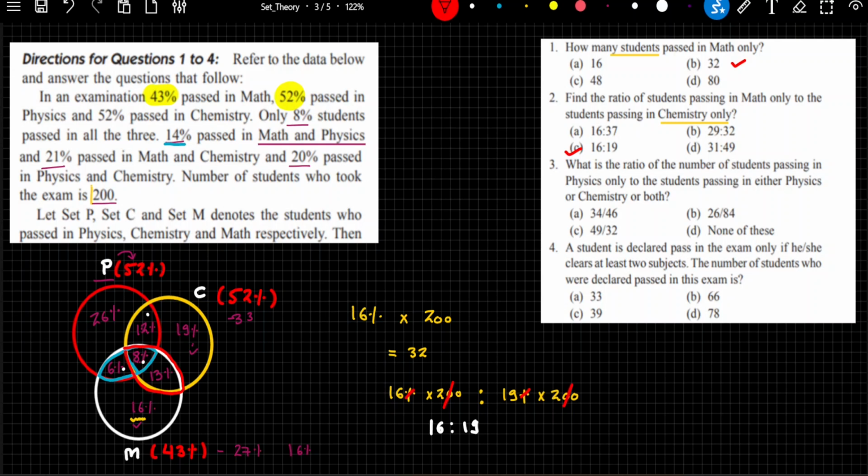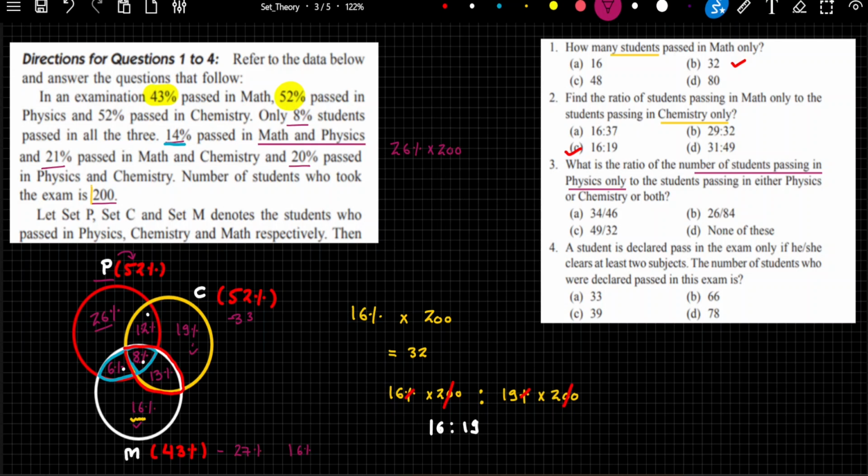Let's read question number 3 now. What is the ratio of number of students passing in physics only to the number of students passing in either physics or chemistry or both? Now this is a very interesting question, also a very important one. So please read it carefully. Number of students who are passing in physics only. So how will you fetch it out? You would say, sir, number of students passing in only physics is 26%. So let me write 26%. But since again I have to find out the ratio, so I'll write this 26% of 200. This will be on the left hand side.